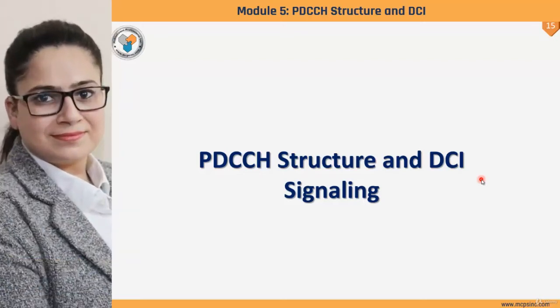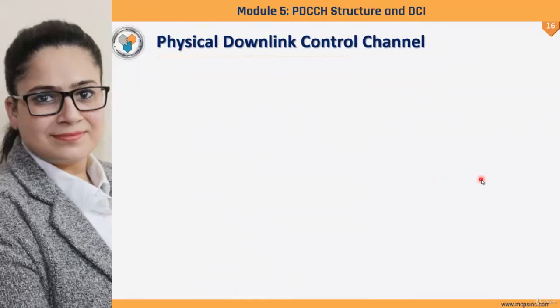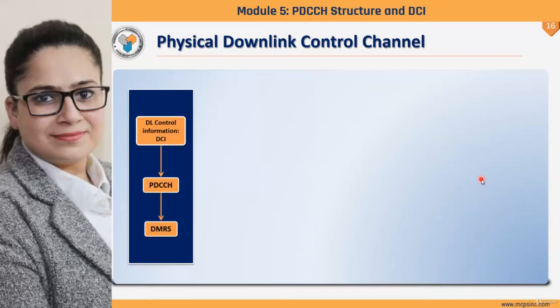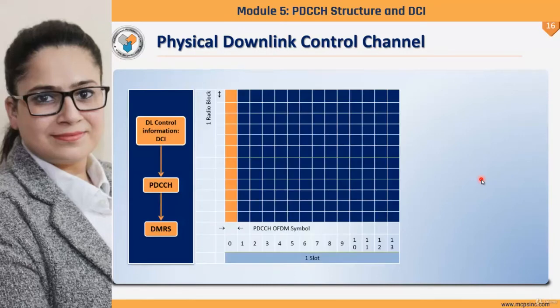The next channel that we are going to discuss is PDCCH. So we will see the PDCCH structure and the DCI signaling. PDCCH is the physical downlink control channel, which is used to send the control information to the user so that the user can decode its data.